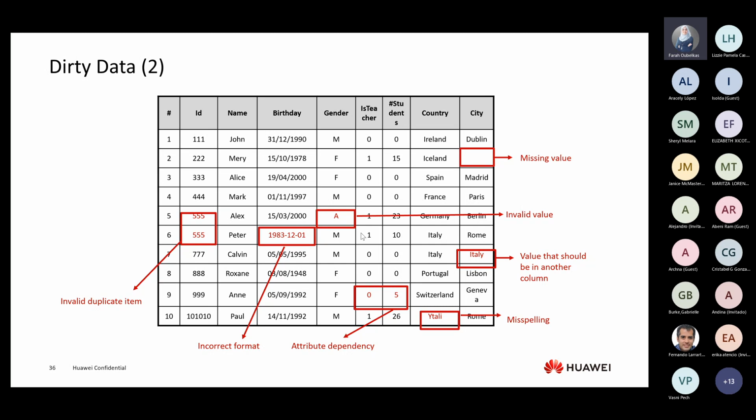We can have misspelling, Italy. Attribute dependency, a value that should be in another column here, for example. Italy is a country, not a city. We can have missing values and invalid values, etc. So these are some of the challenges that we face daily with real data. And we have, of course, to solve all this before going to the process of training the model. So this is the phase of pre-processing.